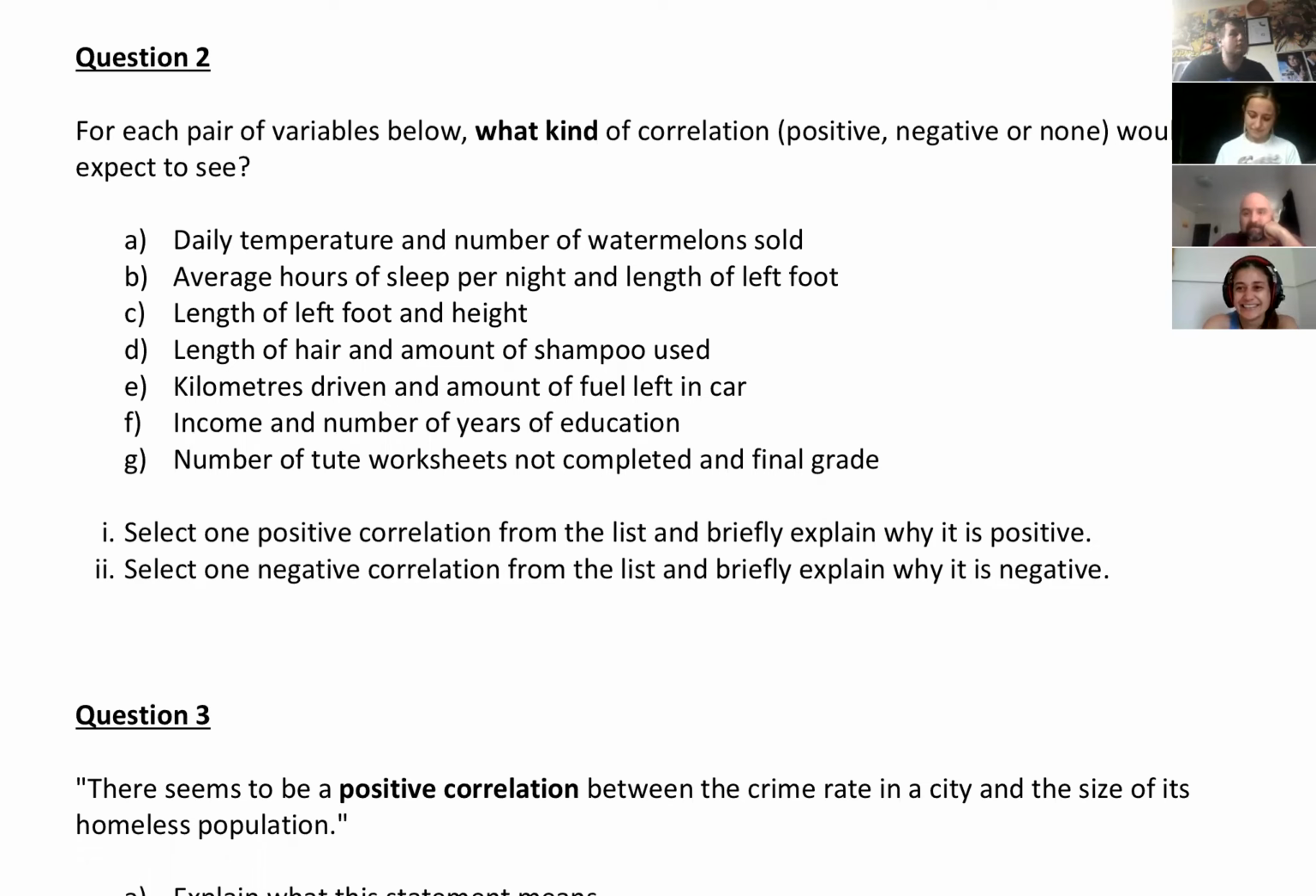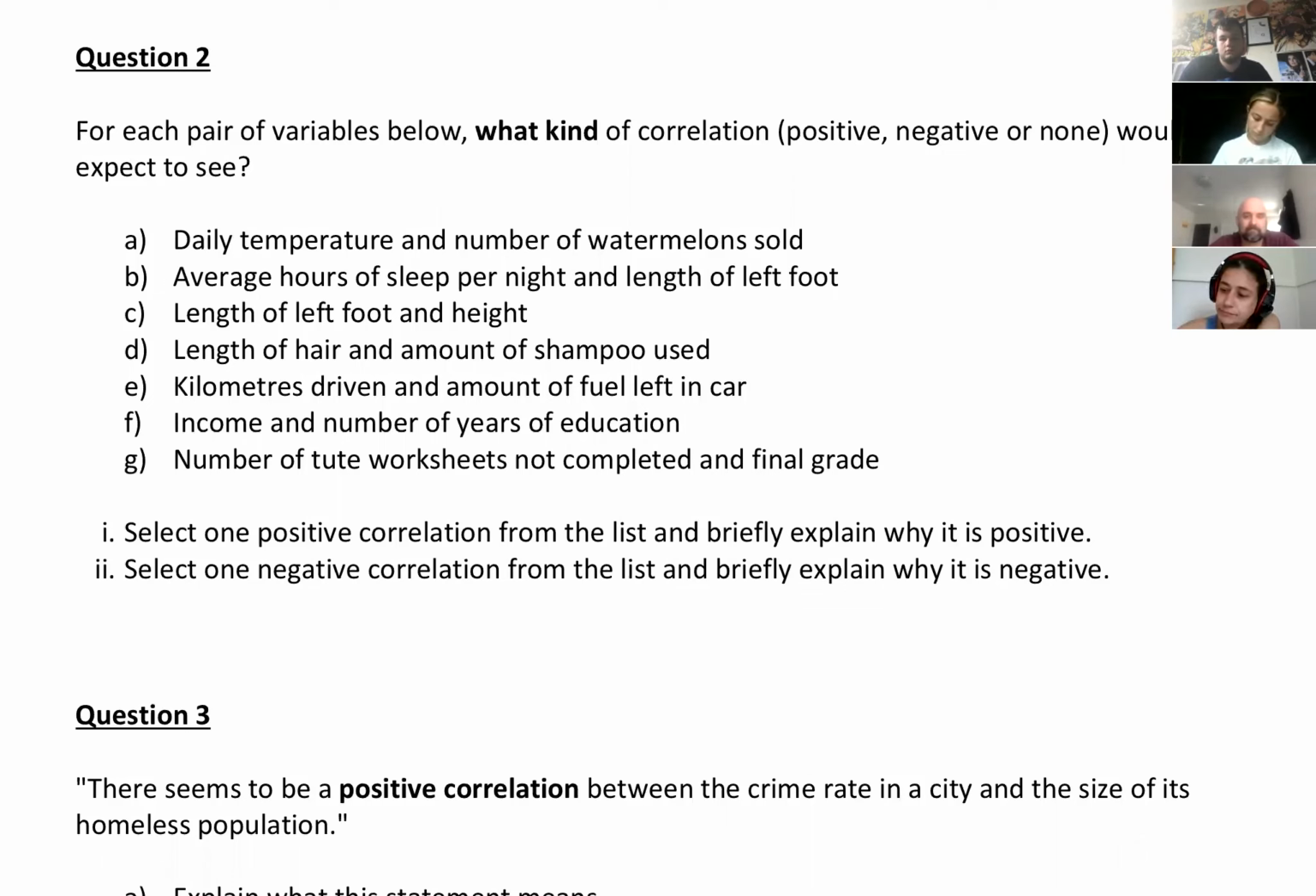Okay, taking you back to question 2 for our last 5 minutes of the Tute. In question 2, what you're looking for is, for each pair of variables, are they related? Is there likely to be a relationship between the average hours of sleep per night and the length of someone's left foot? If there's no relationship that you can envisage, then you would say there's no correlation there. Otherwise, you have to decide whether it's a positive correlation or a negative correlation.